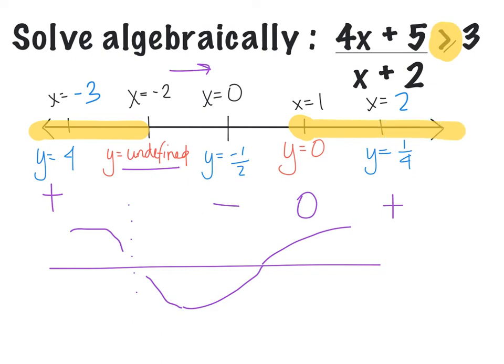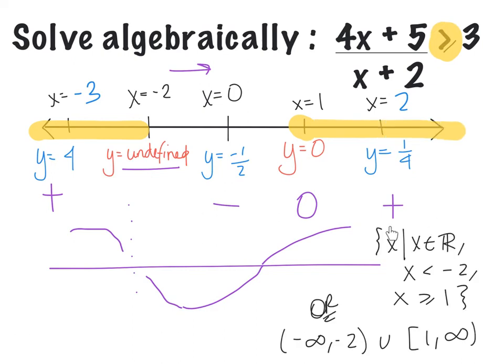The way that I write that looks like this in set builder, where x is an element of all real numbers. It's going to be less than -2. It's not going to include that because it's undefined at -2. And x is greater than or equal to 1 because it can include that point at y equals 0. Then I can write it in interval notation with a parentheses at -infinity, another parentheses at -2, remember it doesn't include it, and then a bracket around 1 because it does include it, and then a parentheses around +infinity.